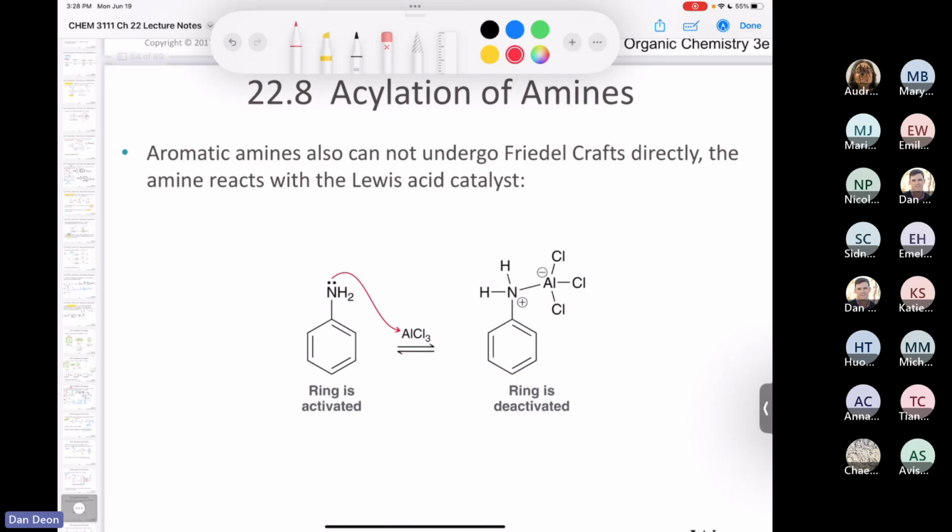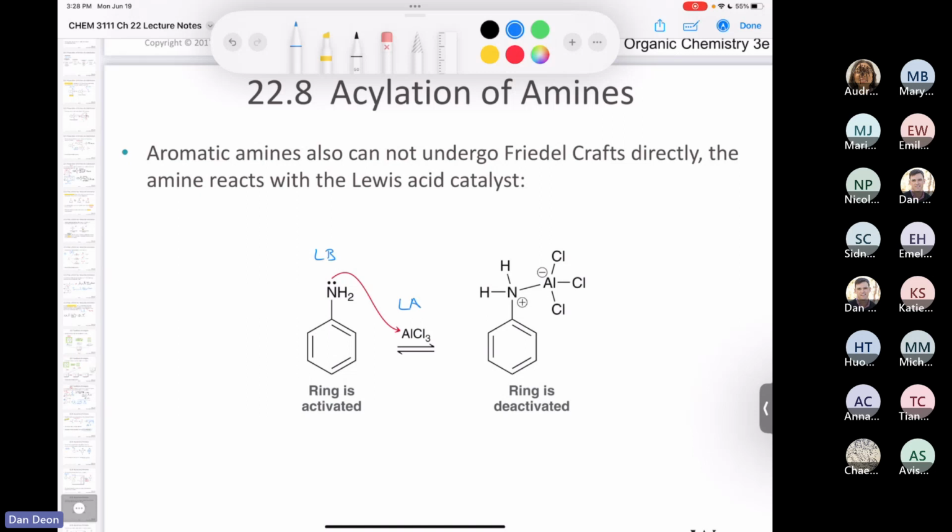Now, aromatic amines do not undergo Friedel-Crafts chemistry. And the reason why is that when we do Friedel-Crafts chemistry, they end up getting protonated, they react as a Lewis base with our Lewis acid. So this is our Lewis acid, this is our Lewis base. And what that does is it deactivates the ring. And so you can't do a Friedel-Crafts.